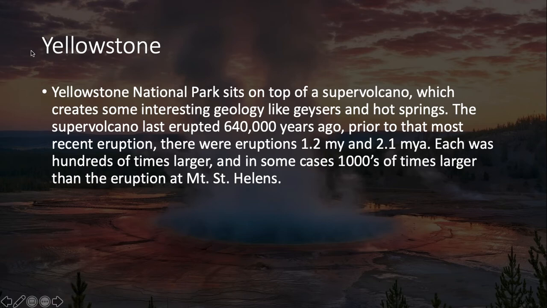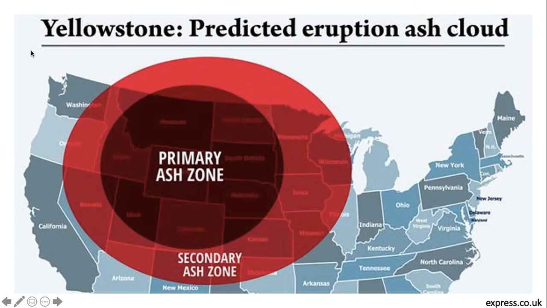So I guess what I said earlier about it erupting every couple hundred thousand years was more like every million years or so. But if it erupted today, this is the prediction of how far the ash would spread. It wouldn't quite get to us in Virginia.